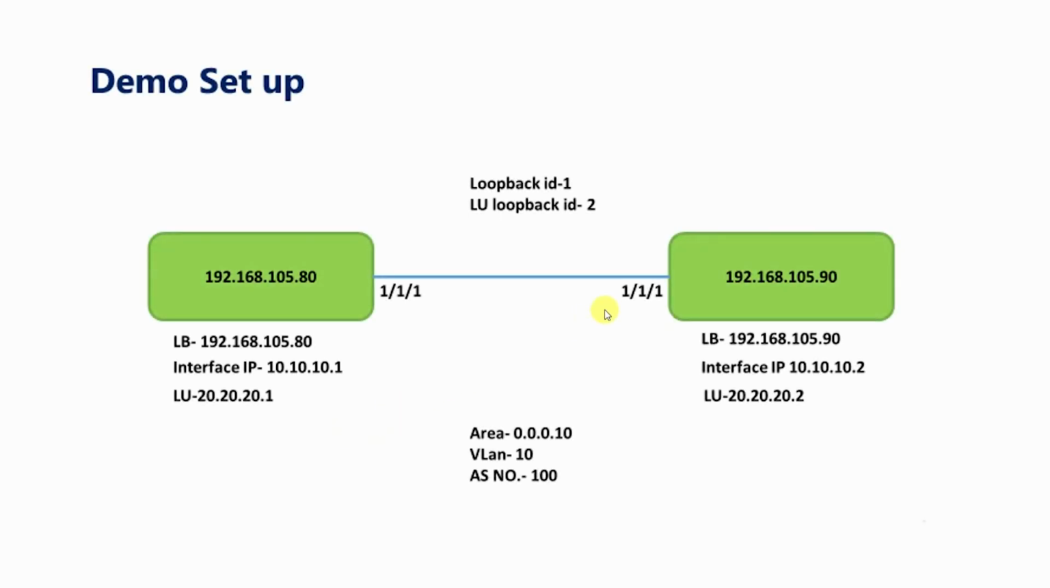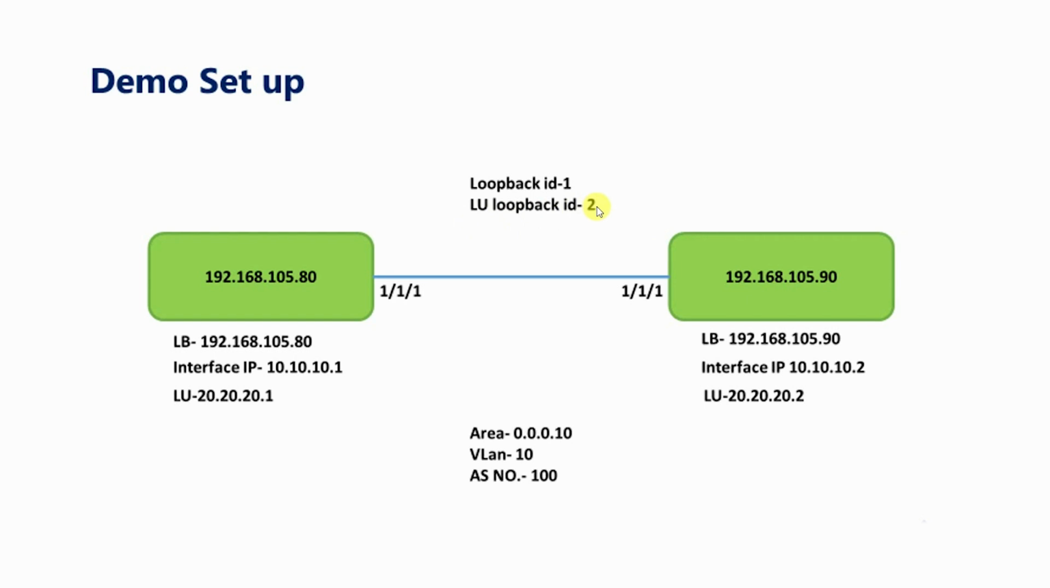The interfaces are connected as shown, and we have the loopback IP same as the router ID of each node. Then we have the interface IP details for both the nodes. Then we have given the label unicast IP address. Above, we can see we have defined the loopback ID for the DCN as 1. Then we have given the loopback ID for the label unicast as 2.